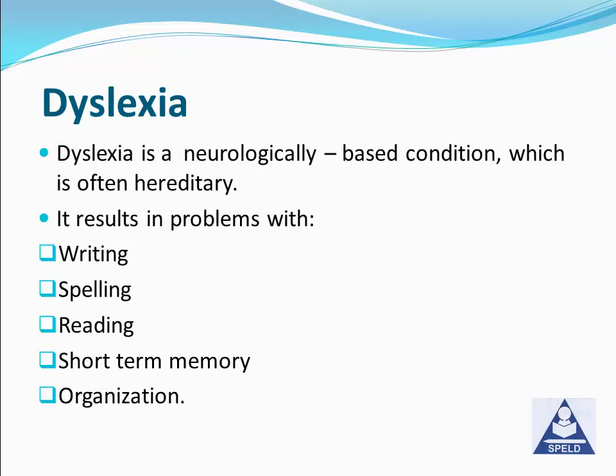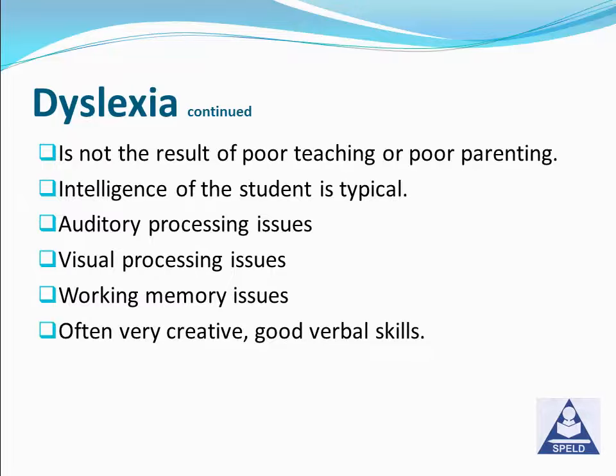Dyslexia comes from the Greek dys, meaning difficulty, and lexis, meaning words, a difficulty with words. It is a neurologically based condition which is often hereditary. It results in problems with writing, spelling, reading, short-term memory, organization, and is not the result of poor teaching or poor parenting. The intelligence of dyslexics is usually typical.